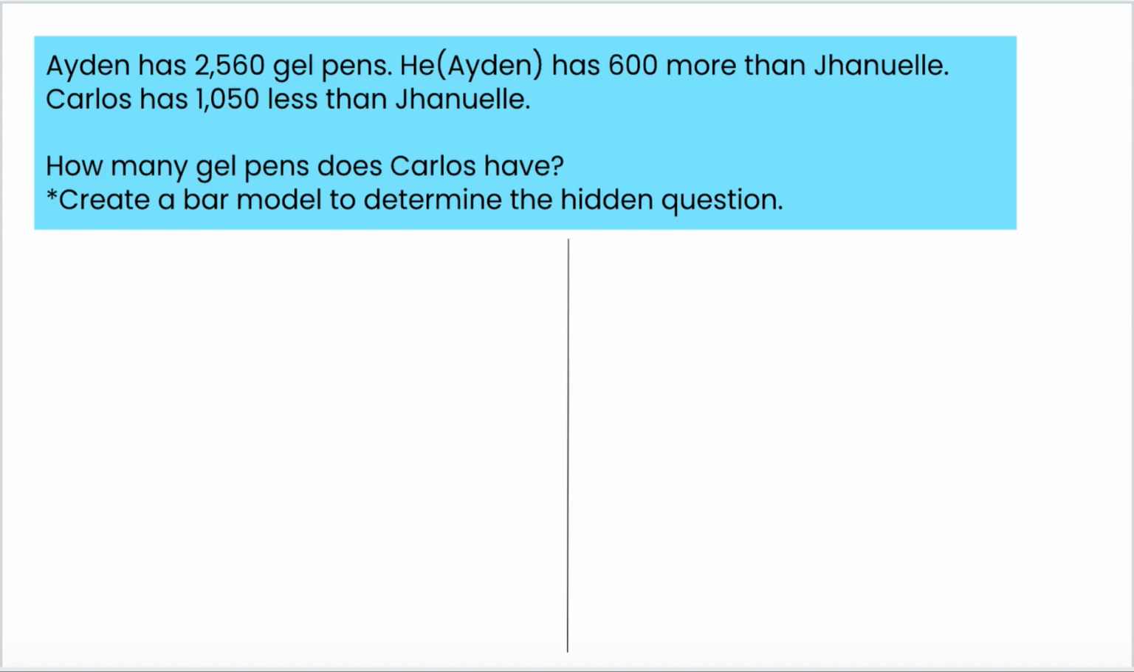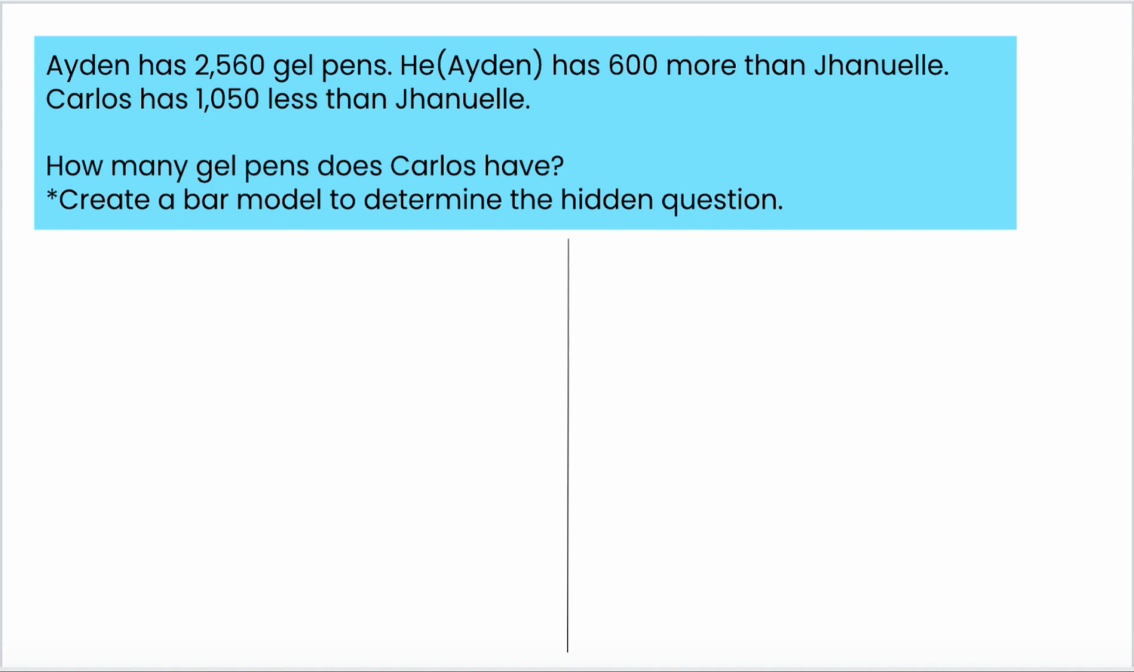All right, I know I can draw that. Aiden has 600 more than Januel. Carlos has 1,050 less than Januel. I don't even want to look at the questions yet. I want to draw the information that I'm understanding that the problem has given to me.